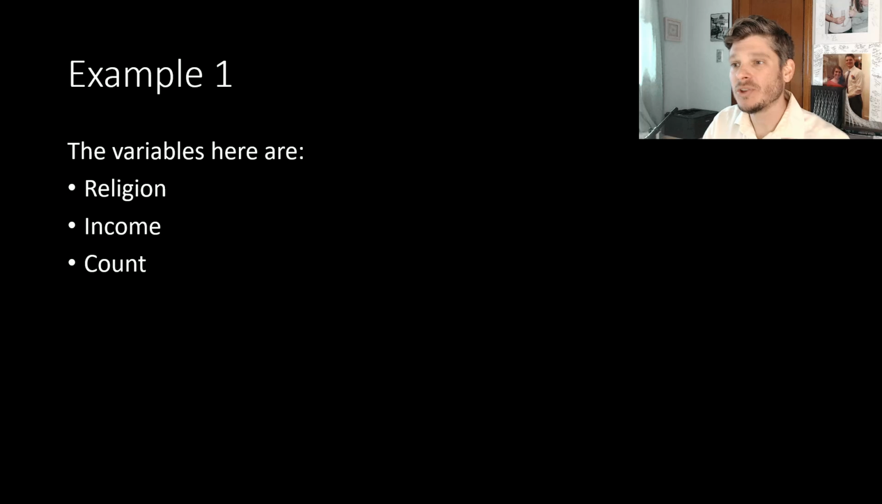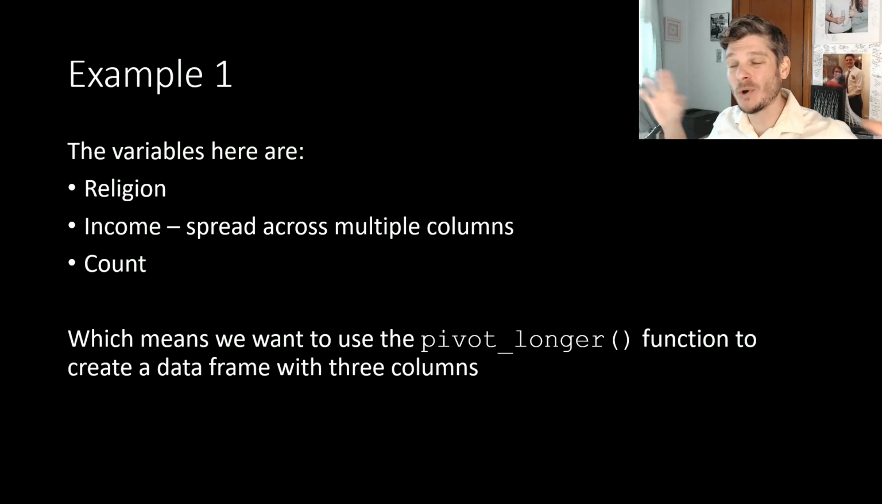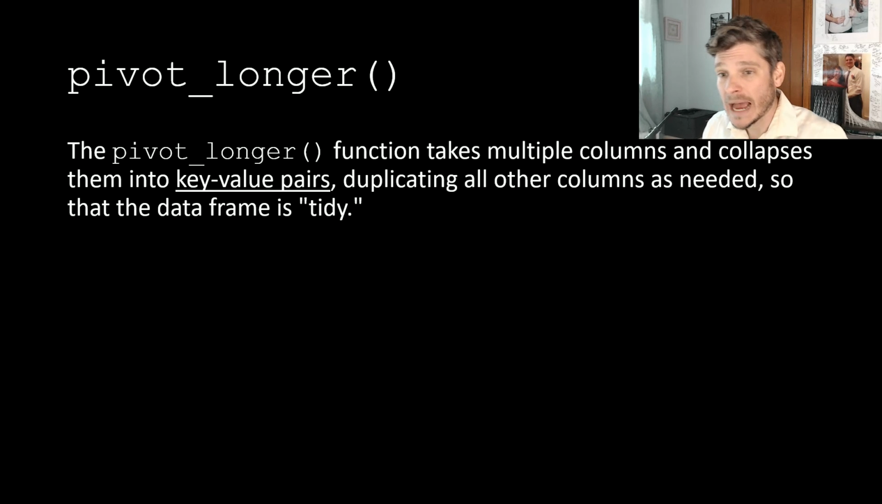Well, there's only 3 variables here, which means there should only be 3 columns, because income is spread out over multiple columns. And that's not tidy data. That is not tidy data. That's not how we actually want to store our data. I don't want income spread out over multiple columns. I need it to be one column and one column only, which means we're going to use our pivot longer function. I want to take all those columns and collapse them down into just one variable for income. So the pivot longer function, how it works is it's going to take multiple columns. It's going to collapse them into what are called key value pairs.